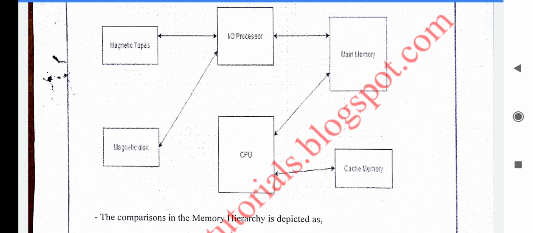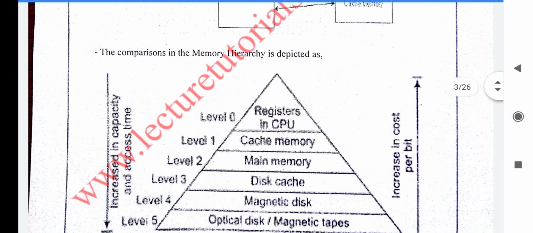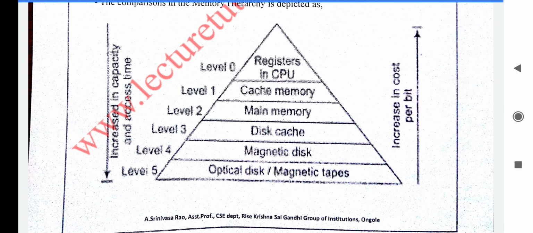Cache memory is called the fastest memory because the things which are frequently used by the CPU are placed in cache memory. It is the smallest memory, but it is fast because it is near the CPU. See the hierarchy. From bottom to top, optical discs and magnetic tapes first, with increases in capacity and access time, and increases in the cost per bit.